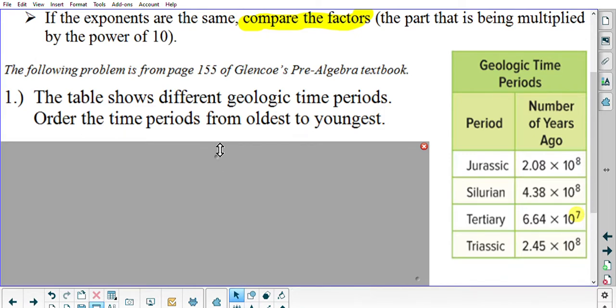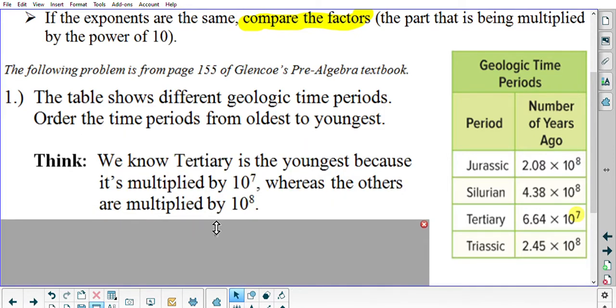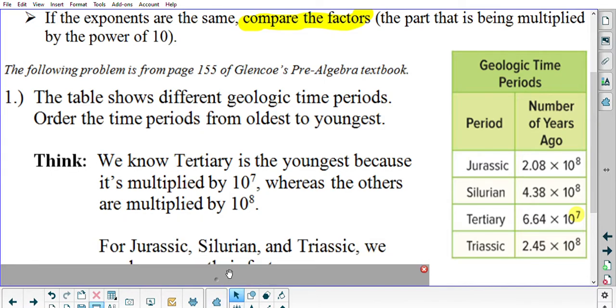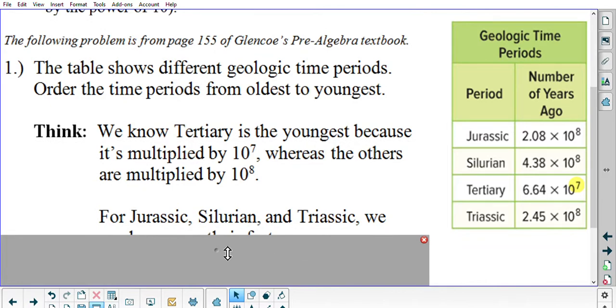And that means tertiary is going to be the smallest and therefore the youngest geologic time period here from this list of 4. Because it was only multiplied times 10 to the 7th, whereas the others are multiplied times 10 to the 8th. Well, then let's take a look at the other 3, which was Jurassic, Silurian, and Triassic.